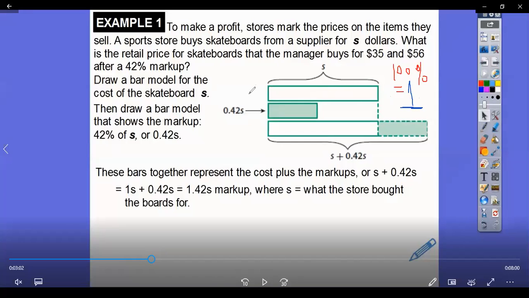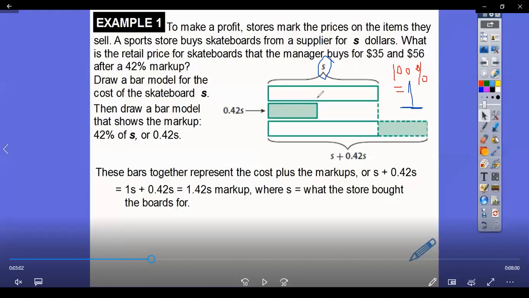Then for any bar model, we draw a bar that represents 1. For this reason, we denote it by the letter S. For all the questions with markup or markdown, which we are going to study later on, we will start with 1S. And what does 1S denote, grade 7? 100%, which represents the original price. So the original price will always be 100%.